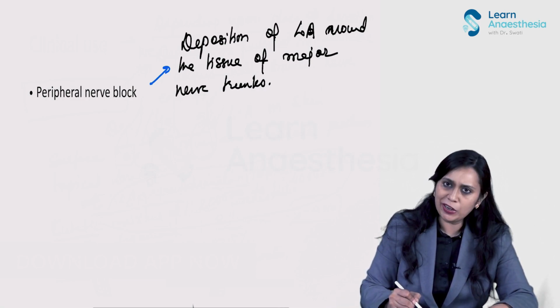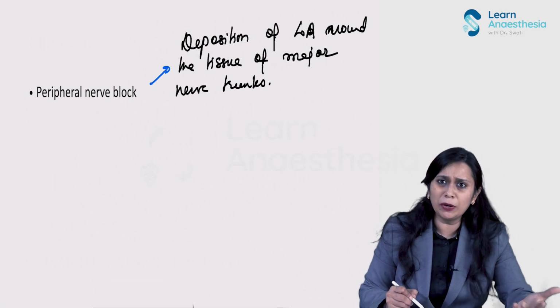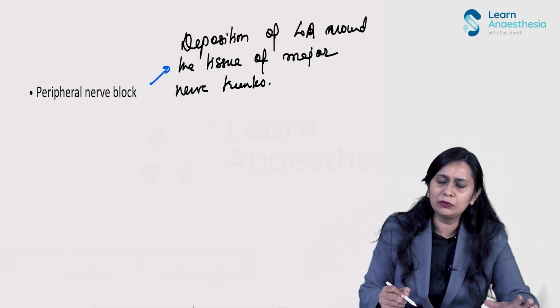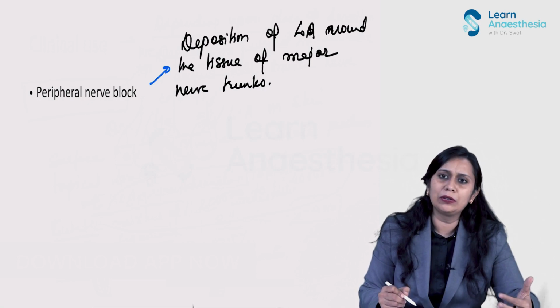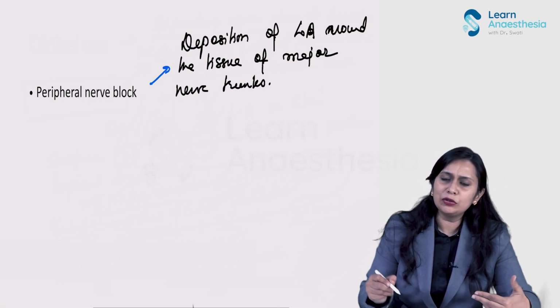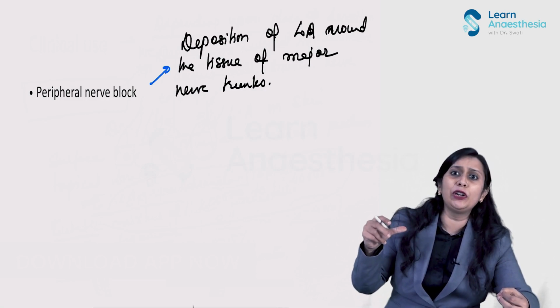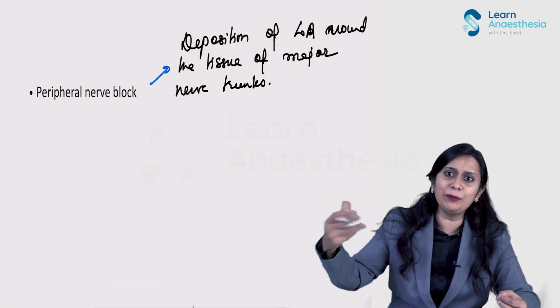Here also, very commonly, additives are added. We talked about so many additives. We talked about your dexamethasone, we talked about your adrenaline. So, these are added with peripheral nerve blocks to increase the duration. In detail, we'll talk about peripheral nerve block in our topic, peripheral nerve block.